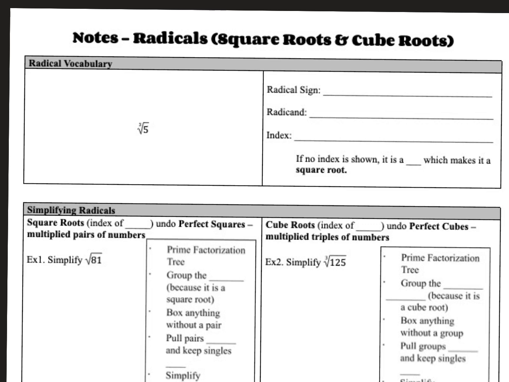Radicals and square roots. So today we're going to talk about radicals and work through just one or two problems. So let's start with some vocabulary. Okay. So what is a radical?